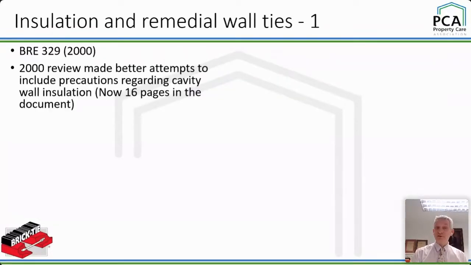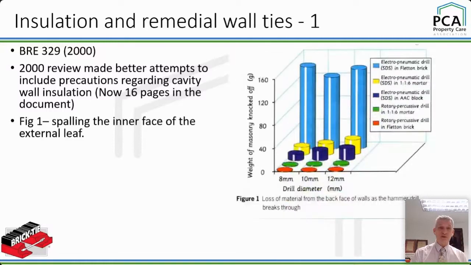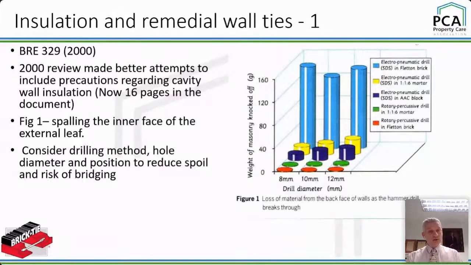So BRE 329, that's 20 years ago when they last reviewed it and they touched on this. Fig 1 shows you the amount of spoil introduced into the cavity when we install new wall ties. So by considering the drilling method, the hole diameter and its position, you can reduce that spoiling. We've been doing this actually since the mid-1990s. I'm saying we as in Brick Tie now, but I know some other people did that because we had to adapt. Because BRE 329 back in the past was telling us to fully remove the ties. So we had to adapt because clients will not pay for fully removing the ties unless there's obviously rust on the inner leaf, you know?